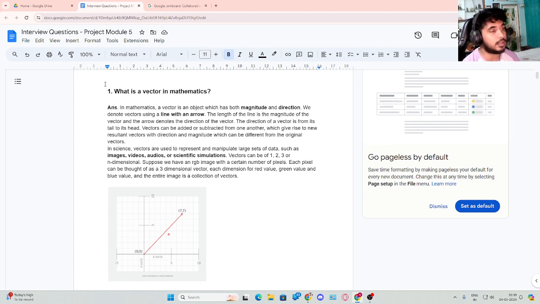First question is, what is a vector in mathematics? So in mathematics, a vector is something which has both magnitude and direction. So let's say we have this vector. What happens is it has both magnitude and direction.